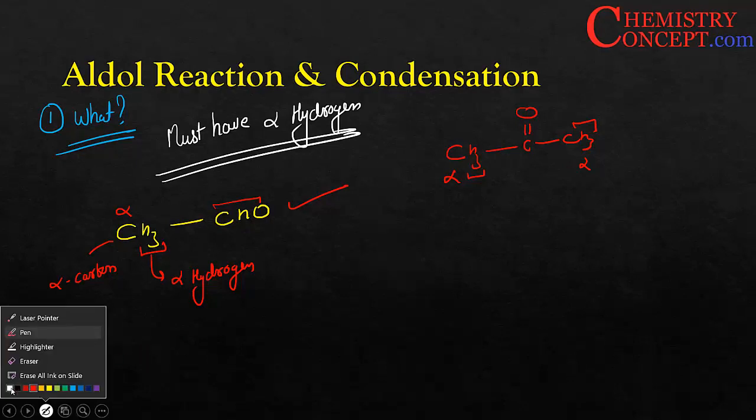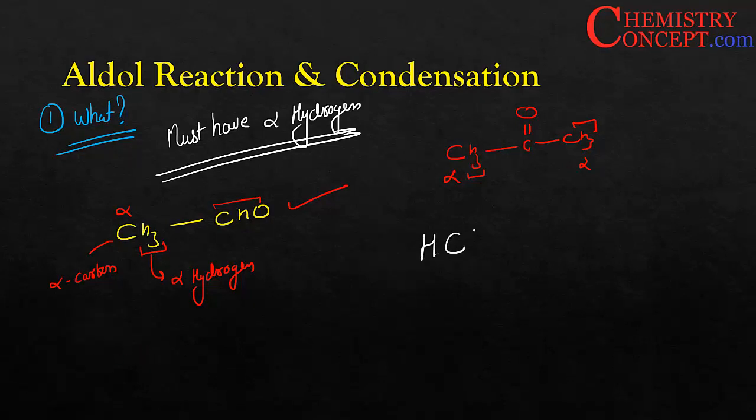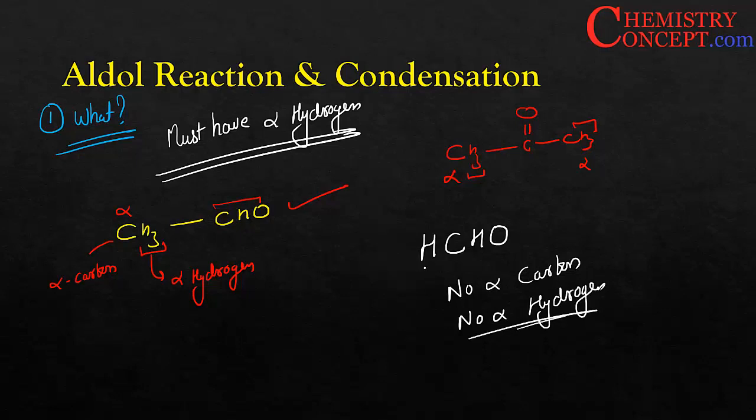If I talk about HCHO, formaldehyde or methanal, this has no alpha carbon and obviously then no alpha hydrogen. Both of the hydrogens belong to the functional group carbon only. There is no carbon next to the CHO group, so there is no alpha carbon. This one will not give aldol reaction or condensation.